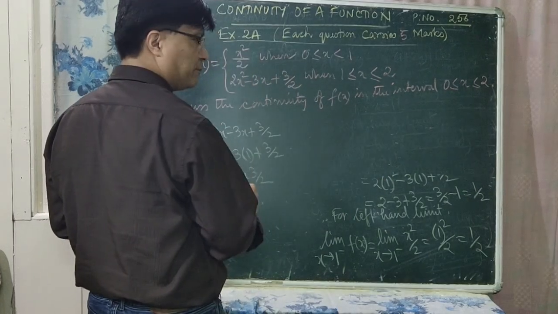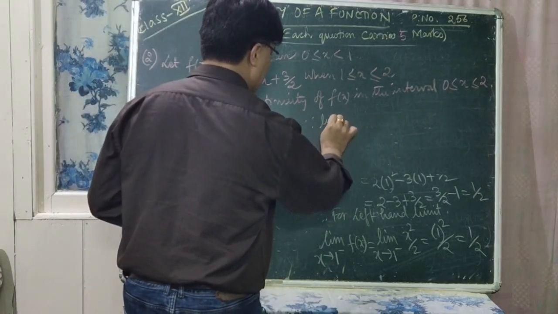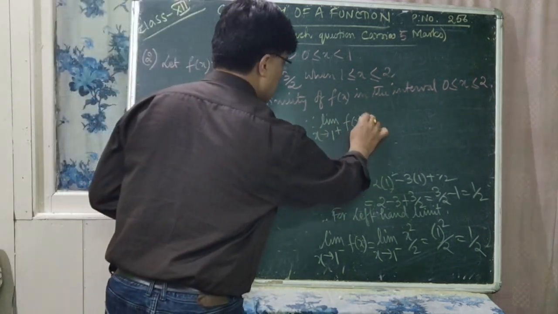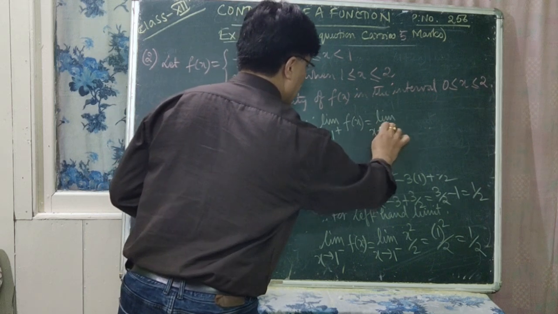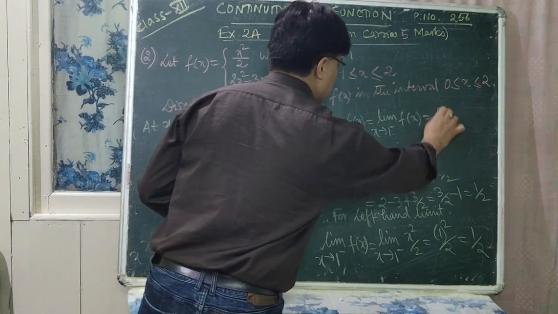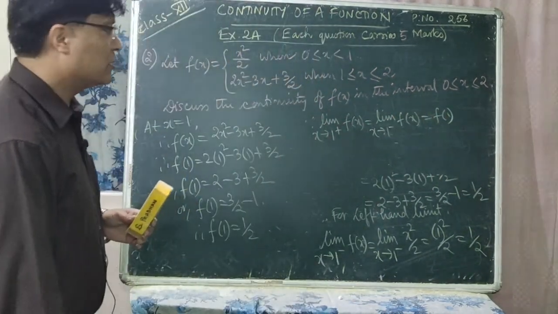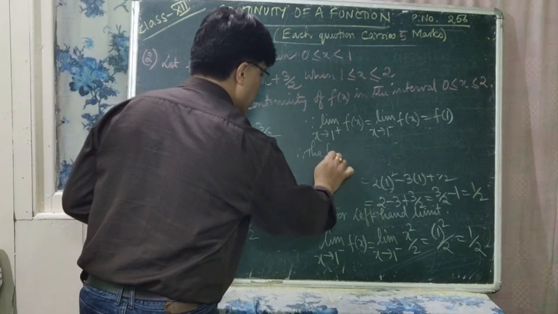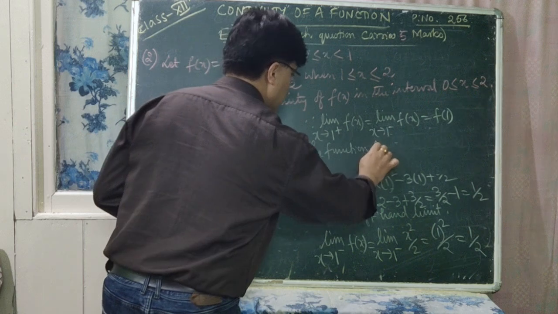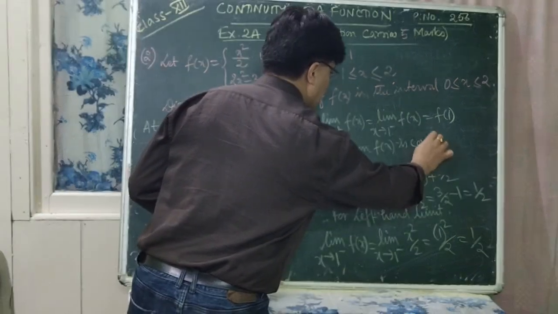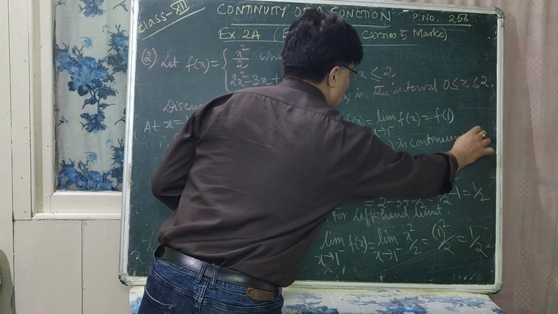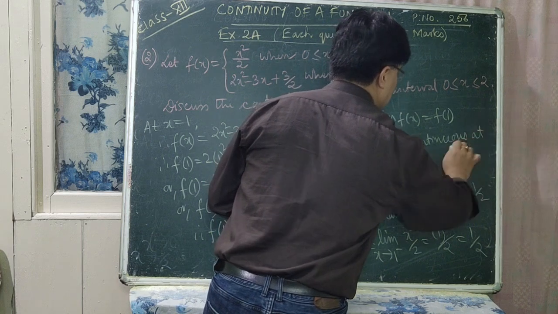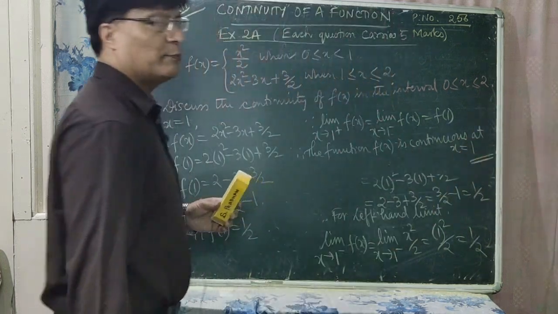So here you can write, since limit x tends to 1 plus f of x is equal to limit x tends to 1 minus f of x is equal to f of 1, right? This is your f of 1. Therefore the function f of x is continuous at x is equal to 1. So we have proved this one also.